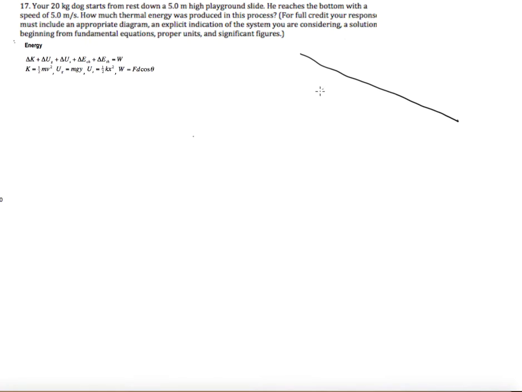So let's draw out what we're working with here. 5 meters high. Of course, we want to draw in the dog. And we can say V initial equals 0 meters per second. V final equals... I'm sorry, that's going to be 5 meters per second. Y final is going to equal 0 meters. And we can say Y initial equals 5 meters.